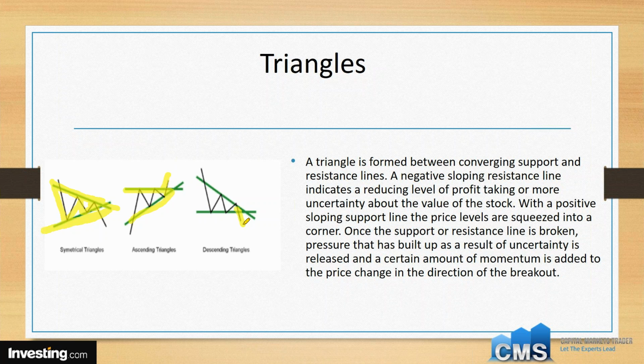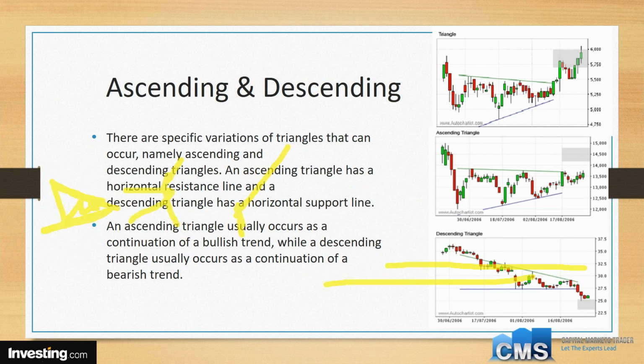are either continuations or they are reversals. So it depends. Price could have broken out from this triangle this way. If it broke out that way, same thing here. It could have broken out up, but it could have broken out down. But a certain amount of momentum is added to the price change in the direction of the breakout. The breakout is what it does when it breaks out of the triangle, either through its support line or its resistance line. But it's the formation of the triangle that you have to be watching for.